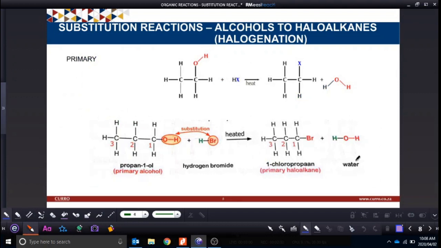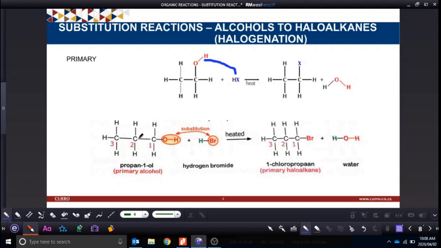So let's look at the primary one. Okay, so here is a general one. The OH and the X will change places in the presence of heat. Here's another one, propan-1-ol.